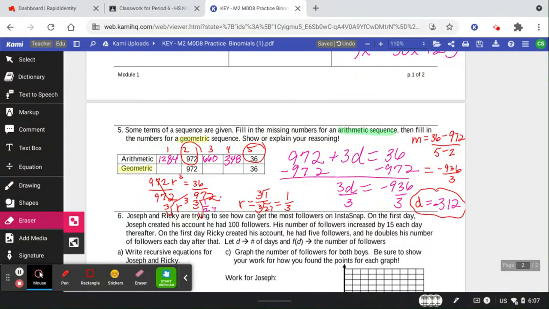So 972 divided by 3 is 324. 324 divided by 3 is 108. 108 divided by 3, just double checked it, I got 36. And then going the other direction, 972 times 3 is 2916. How'd you do?